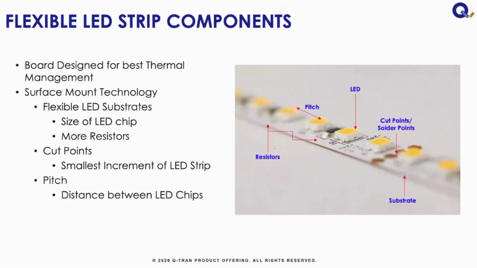So as we get started, the components of a flexible LED strip start with the board, or printed circuit board. The PCB is designed for the best thermal management. And atop the PCB, the LED chips and the resistors are placed onto the strip. Another factor that makes the difference in LED strips is the cut point, which is the smallest increment of the LED, and also the pitch. And the pitch is the distance between the LED chips. So let's take a look at the cut points and the size of the LED chips.